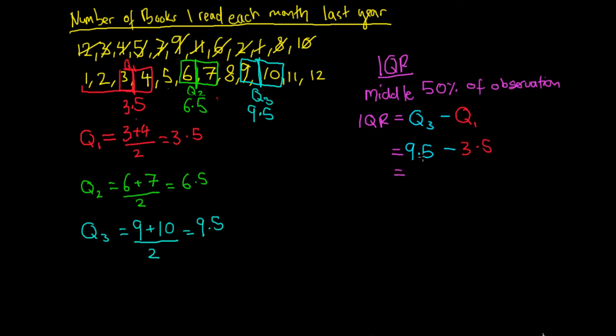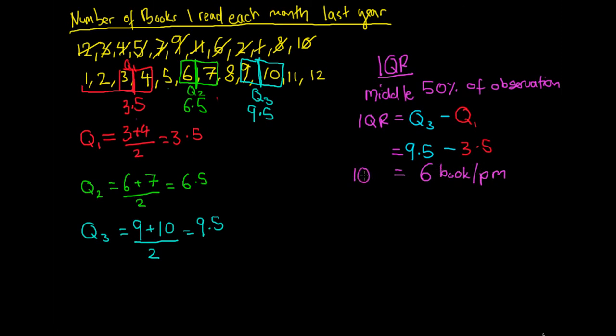So we can then see that our interquartile range is going to be 9.5, which is our third quartile, minus 3.5, which is our first quartile. And if we solve this out, we get an interquartile range which is equal to 6. And we would use the units of books read per month, which I'll denote as books per month. So that basically says our middle 50% of observations takes on this range of 6 books per month.